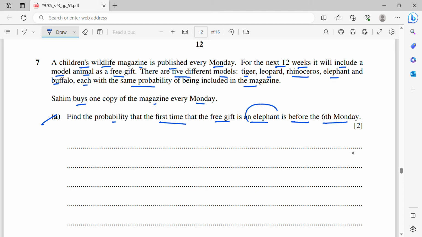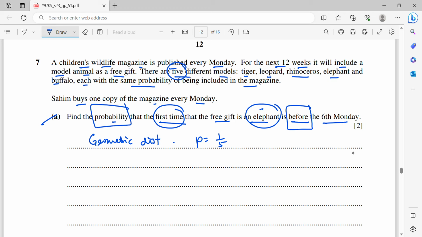Okay, so now elephant is considered as the success. First time to get this elephant means that this is the first success. So when first success, this is geometric distribution. Then the probability is 1 over 5 because you have 5 different models, each with the same probability. That means the p equals 1 over 5. Now, the probability of getting this first success is before 6th Monday. So P(X less than 6), before 6.